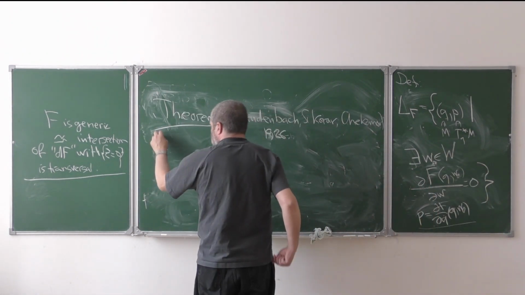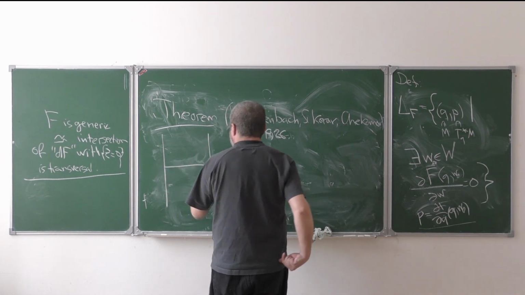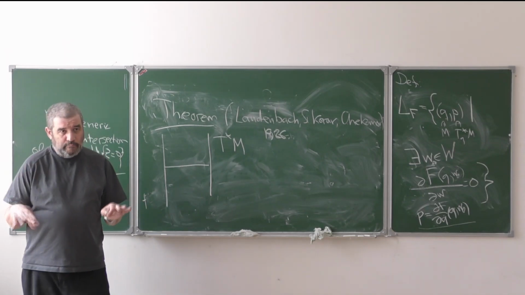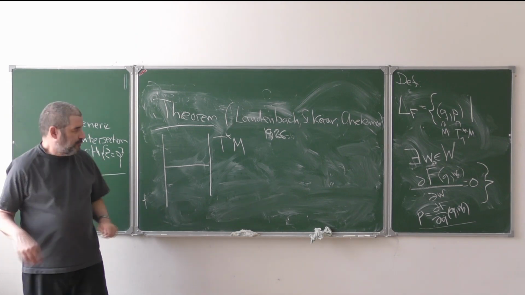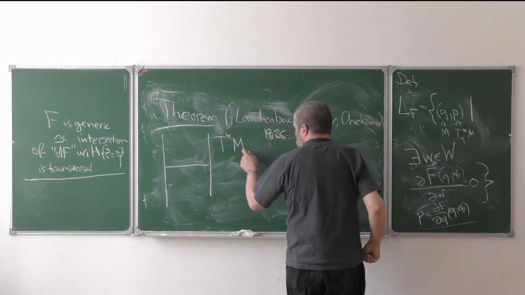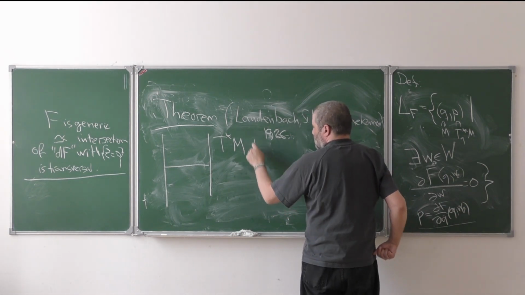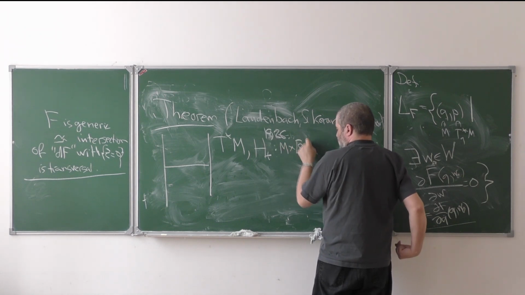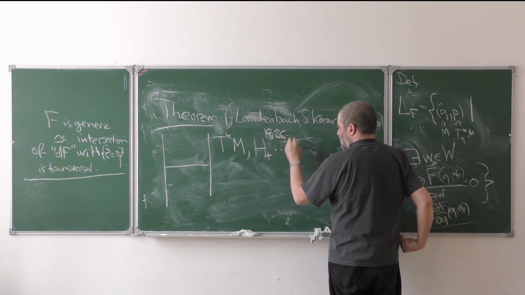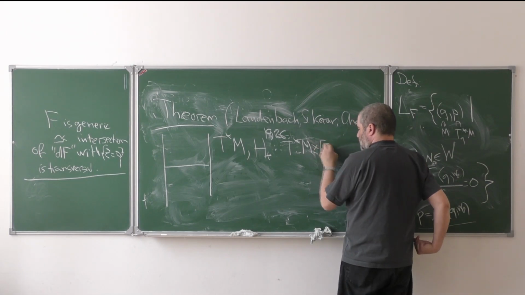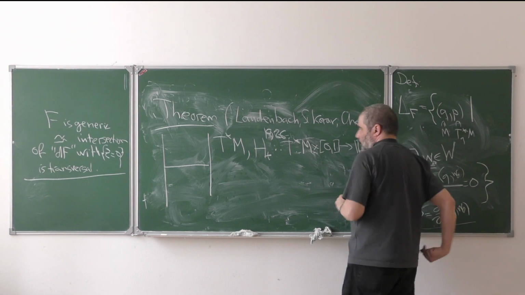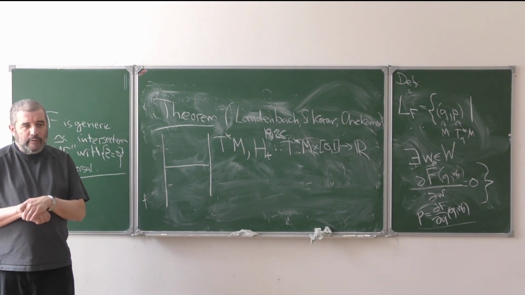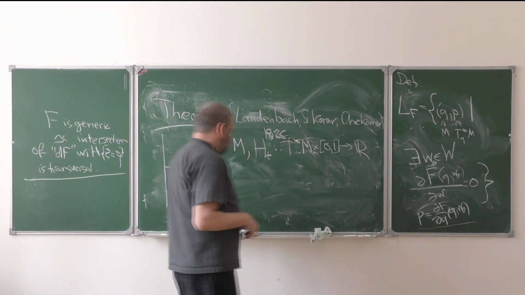So suppose that we consider the space T star M again, where M is a closed manifold, compact without boundary. And we take a non-autonomous Hamiltonian. If we take a non-autonomous Hamiltonian, we get a non-autonomous Hamiltonian flow.